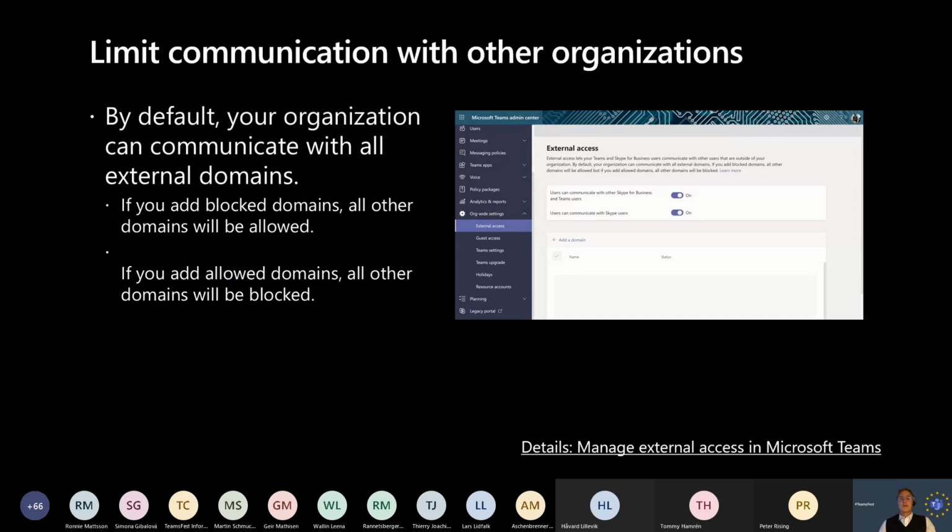Do you need to limit the ability of your users to communicate via Teams with other organizations? Well, you probably don't want to do that, because then your users will only find other tools and create shadow IT. But if it is important to you and you intend to configure it, keep in mind that if you add blocked domains, all other domains will be allowed. And if you add allowed domains, all other domains will be blocked.